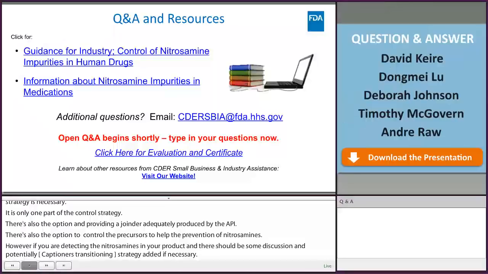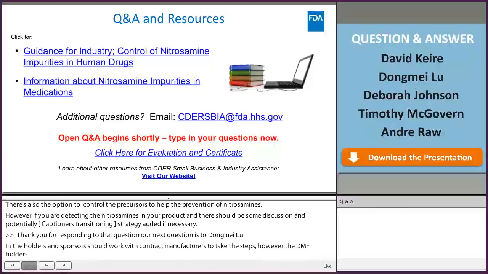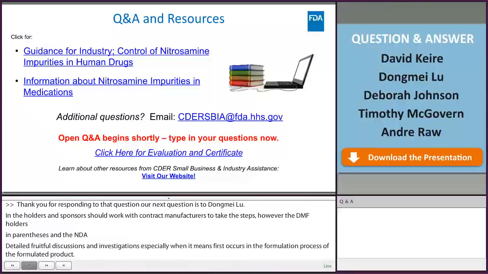NDA and ANDA holders and sponsors and DMF holders should work with contract manufacturers to take the steps in the guidance. However, when the relationship between the API manufacturers (DMF holders) and the NDA, ANDA sponsors or holders involves a lack of transparency regarding confidential details of manufacturing process and material specifications, it may hinder detailed and fruitful discussions and investigations, especially when nitrosamines first occur in the formulation process of the formulated product. Can you please clarify how API industry should bridge this gap?